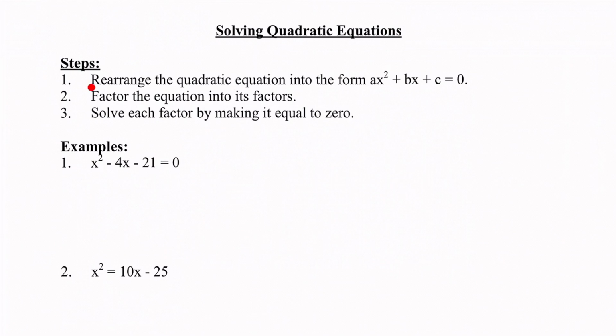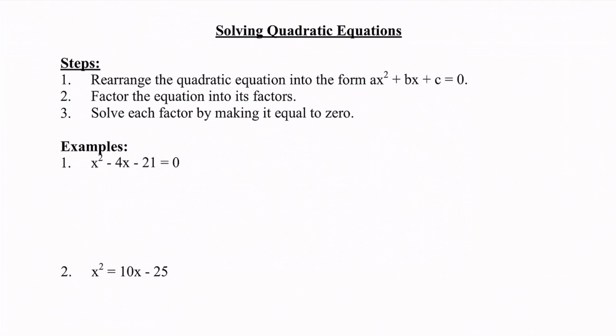So number one, rearrange the quadratic equation into the form ax squared plus bx plus c equals 0. So just everything on one side and 0 on the other side. Then step 2, factor the equation into its factors. So that's why we needed to know factoring from the last day. And then step 3, solve each factor by making it equal to 0. So you're going to split apart your two factors, set each equal to 0, and then solve.